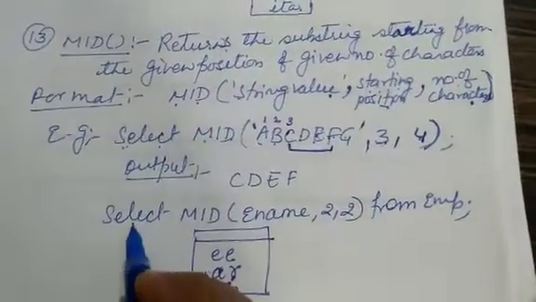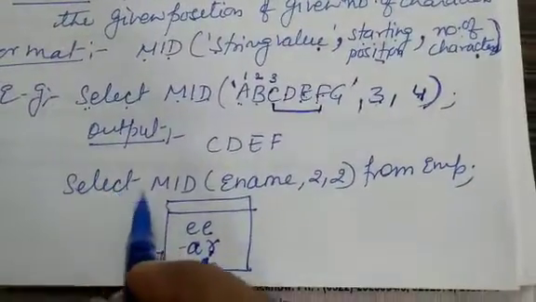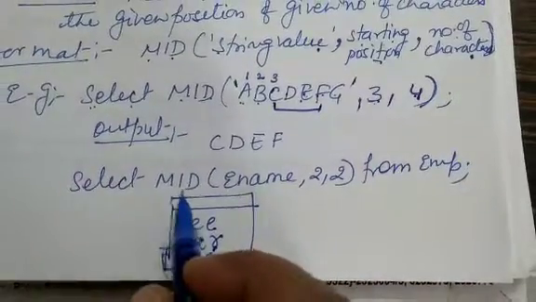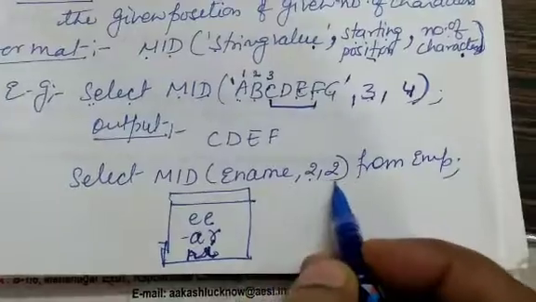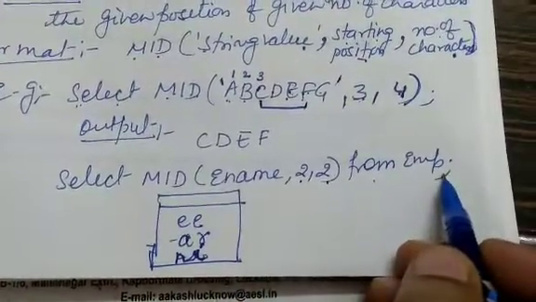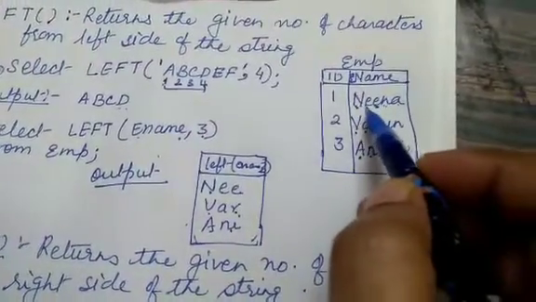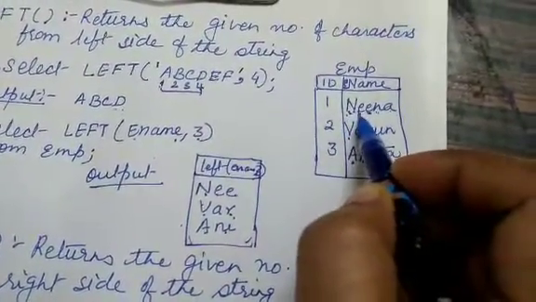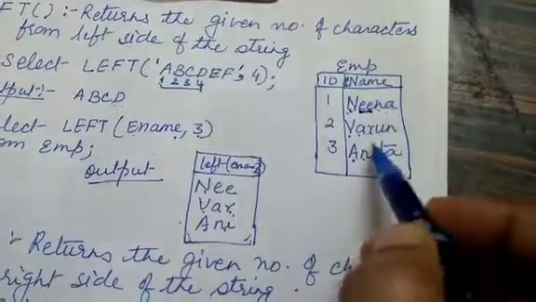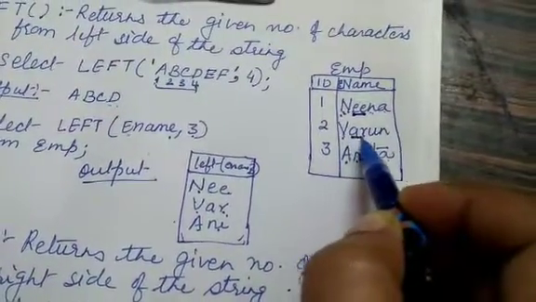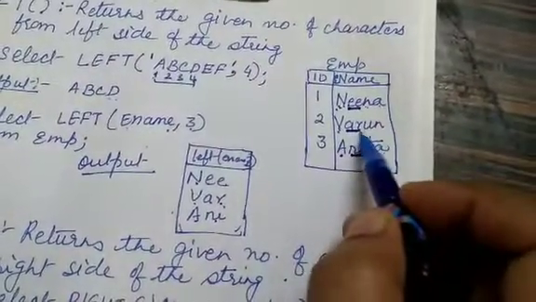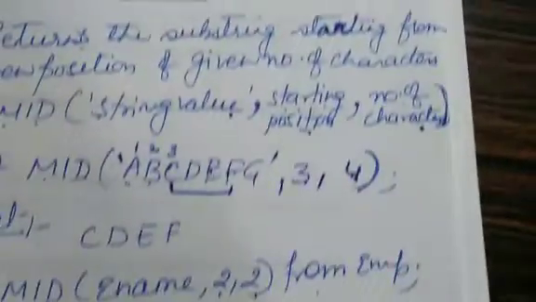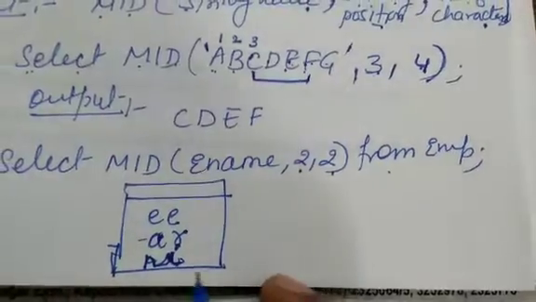Similarly, if you use the same function on the table, if you write SELECT MID(ENAME, 2, 2), so from the second position, 2 characters from the table EMP. So this is the table EMP. Now from the second position, 1, 2, second position, 2 characters. So these 2 characters, then these 2 characters, then the second position, 2 characters. So EEARNI. So this will be the final output here.